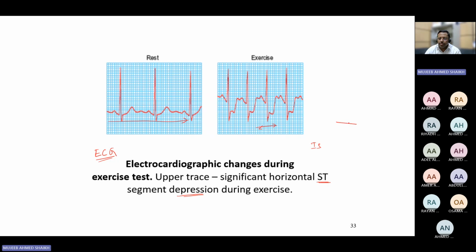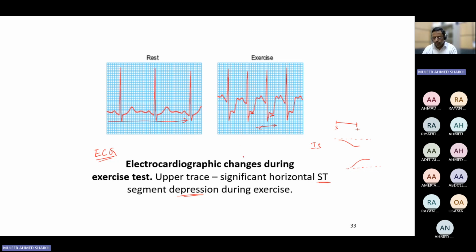This is a normal ST segment, a horizontal line. ST segment depression means it will go below the horizontal line. And another condition is called ST segment elevation. This is the ST segment moving up. So during exercise, the ST segment is depressed here. ST segment depression is seen in the ECG.